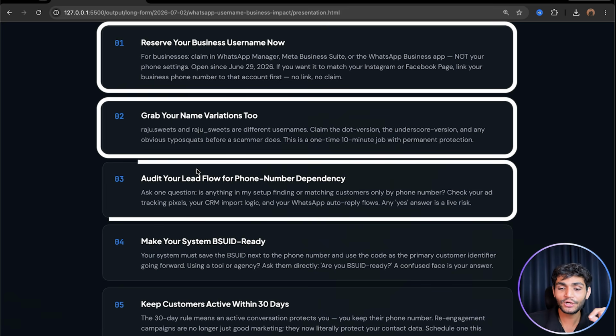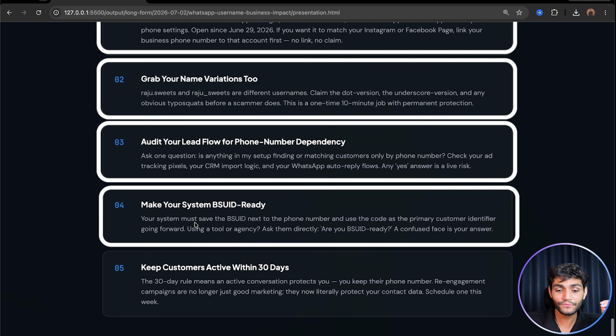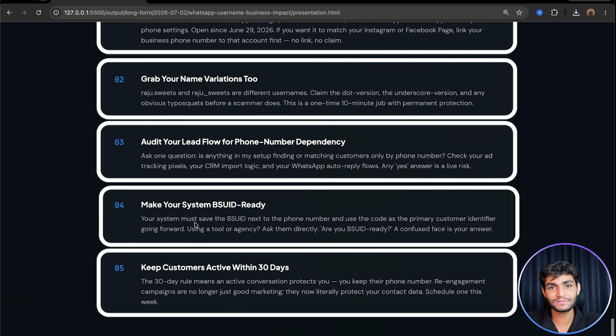Third, audit your lead flow for phone number dependency. You should make your system such that it is not dependent on the phone number. It should also handle the BSU ID. Fourth, as I told you, make your system BSU ID ready. Fifth, keep customers active within 30 days, because within 30 days you will receive their phone number as well.